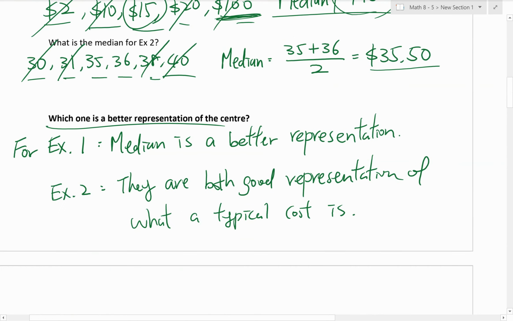Out of these three examples, it's the first example that has a big difference. That one, clearly the median is better. For example 2 and example 3, I think median or mean, they are both just fine. There's nothing wrong with either of those. However, for the first example, the median is clearly a better representation.